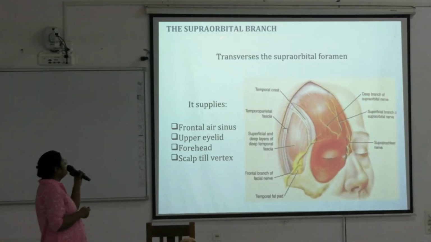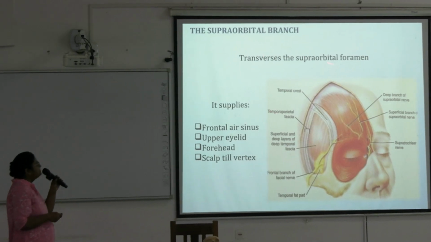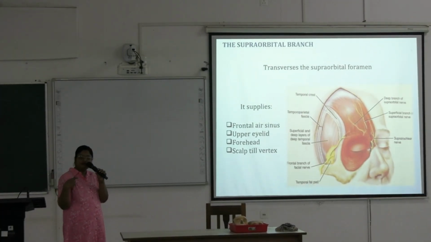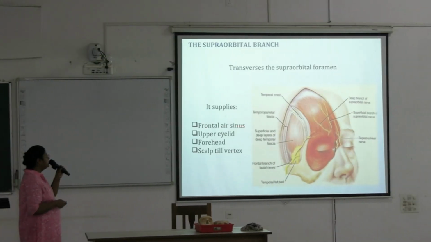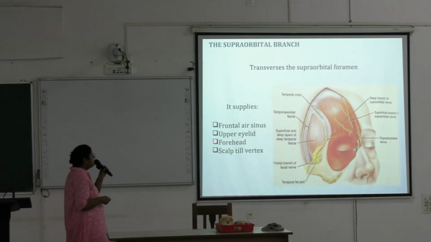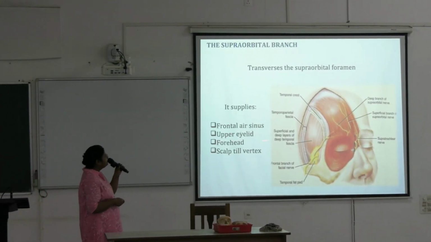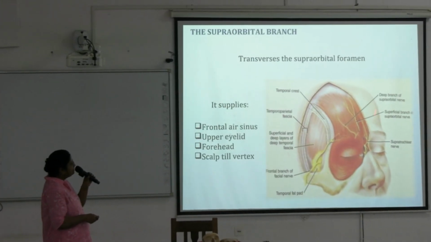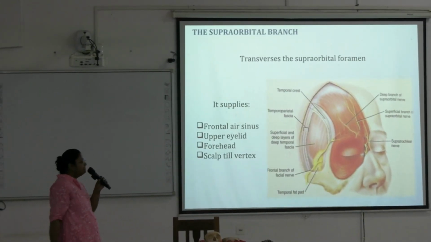we go to the supraorbital branch. It traverses the supraorbital foramen at the upper margin of the orbit and it supplies the frontal air sinus, upper eyelid, forehead and scalp till the vertex. So this is supraorbital branch and its supplying area. Okay.